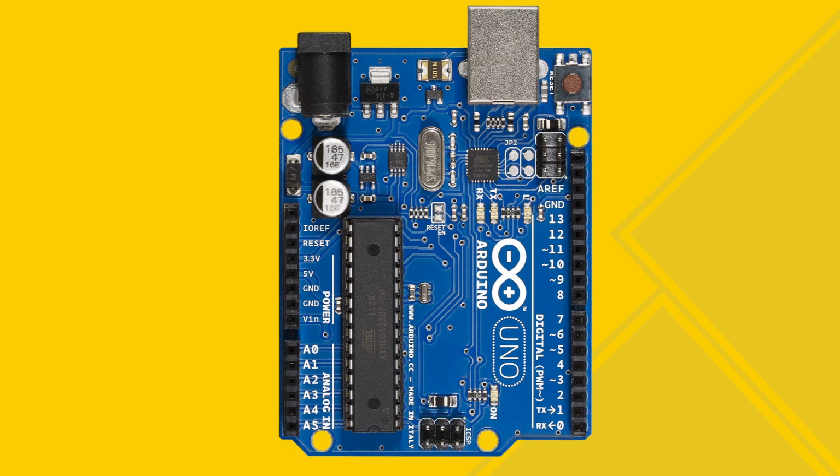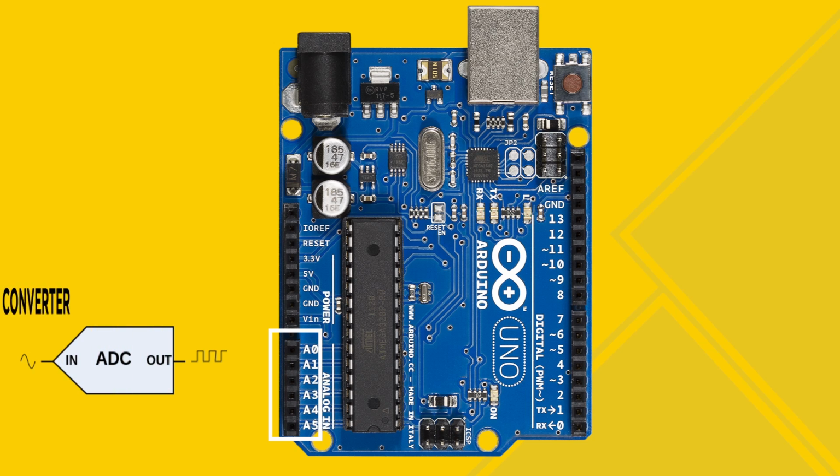Now switching to the other side of the Arduino, you can see there are 6 analog pins or 6 analog headers, and what basically these pins allow you to do is they give you access to the analog to digital converter present in this microcontroller.